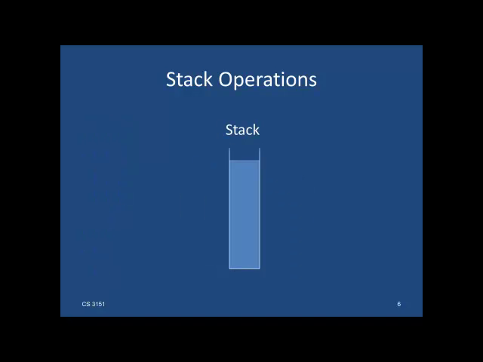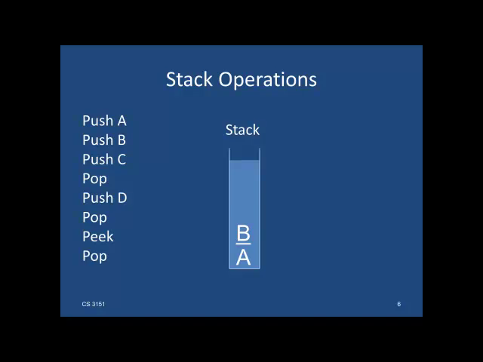So let's trace the same operations again. We push A, we push B onto the stack, and we push C onto the stack. Then we pop C from the stack, we push D on the stack, we pop D from the stack, the peek operation returns B, then we pop B from the stack, and finally we pop A from the stack.